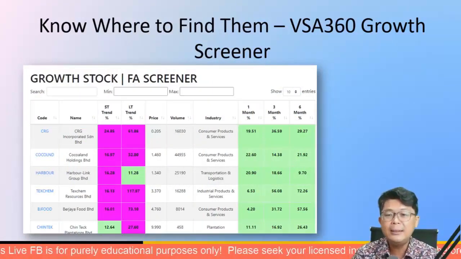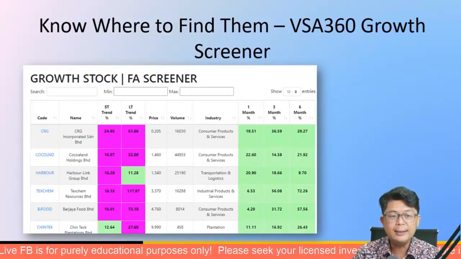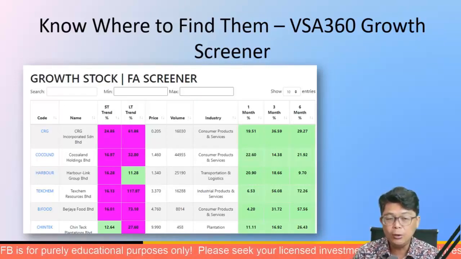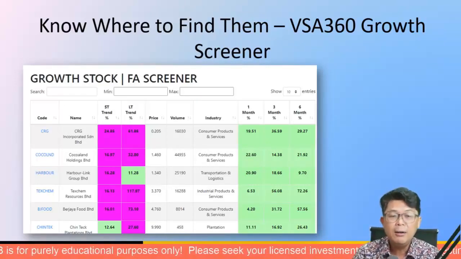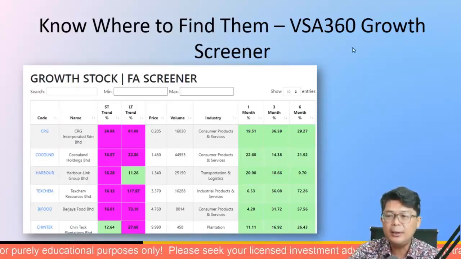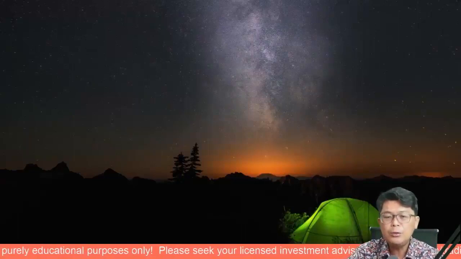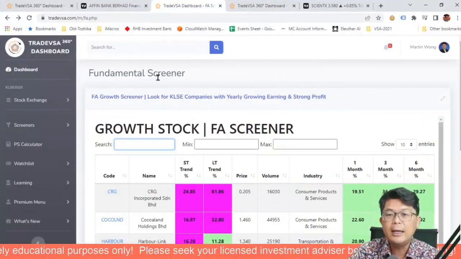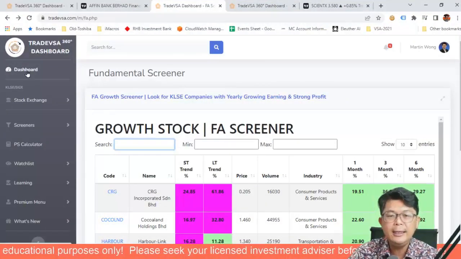How we want to find them is basically using VSA 360. Now, remember, many of you already know what VSA 360 is, and don't go away. We're going to give you free access to it. Okay, the VSA 360 growth screener is something that you all can use, and let me show you how you can use it. So what you want to do is log on to the VSA 360 here.